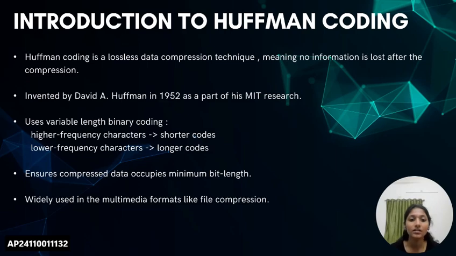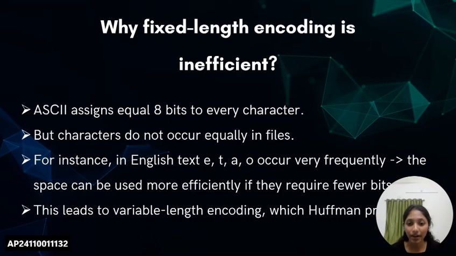It ensures that data occupies minimum bit length, and is widely used in multimedia formats like compression. Why is fixed length encoding inefficient? Fixed length encoding is inefficient because ASCII assigns the same 8 bits to every character, even though the characters do not appear with the same frequency in real text. In English, letters like E, T, A, O and even space occur very frequently. So using 8 bits for them every time uses a lot of storage.